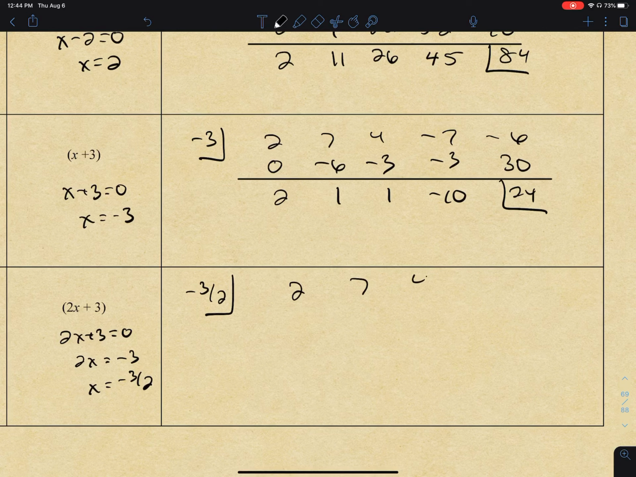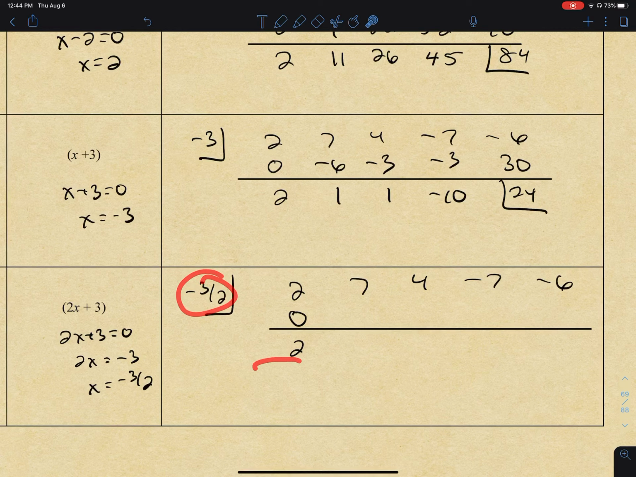Don't freak out that we have this fraction. No big deal. No big whoop, as the kids are saying these days. Add. When you multiply a fraction times a whole number, you multiply the numerator by the whole number and then divide by the denominator. Or you could take the whole number, divide by the denominator, and then multiply by the numerator. Well, the 2's would cancel. We would get -3. And we add.